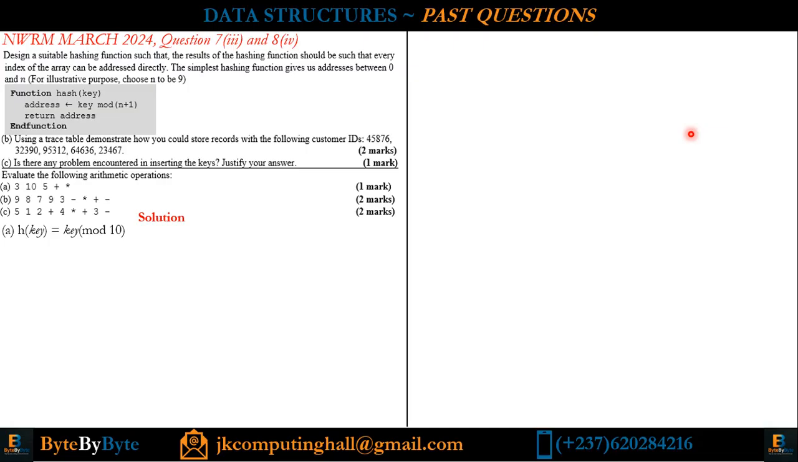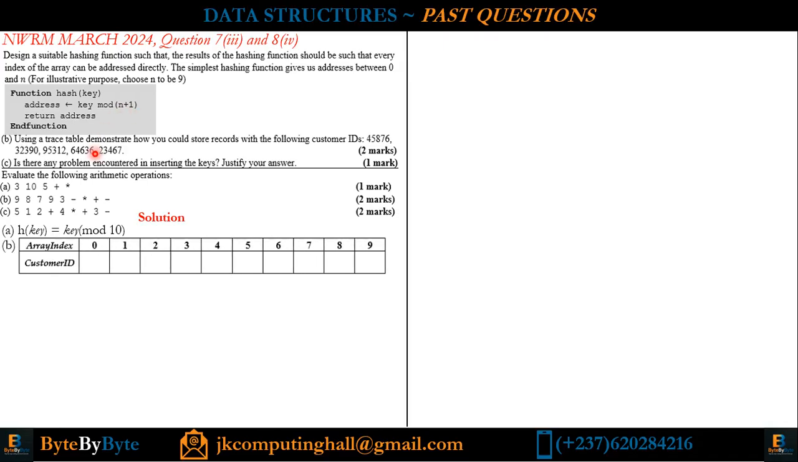B. Using a trace table, demonstrate how you could store records with the following customer IDs, as you can see. So here, yes, n is 9. Here they say address is equal to key mod n plus 1. So key mod 10, as I gave. So for the B part, let us see how we are going to add. That's my array index. I have my customer ID.